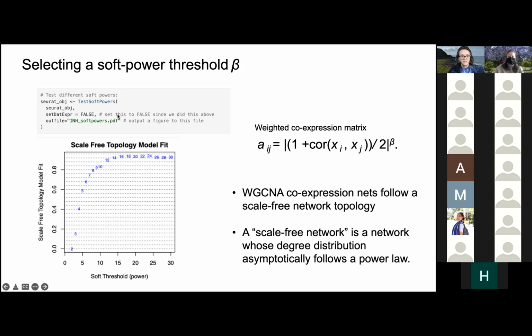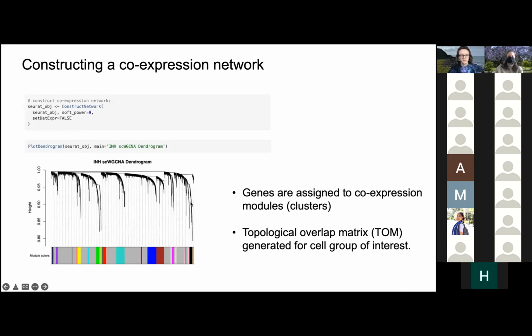So this test soft powers function will sweep the parameters and give you this plot as an output. And then we're finally ready to construct the co-expression network.